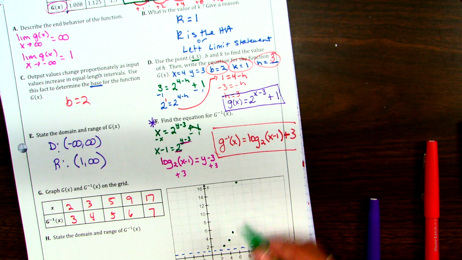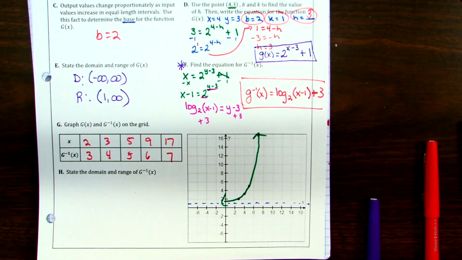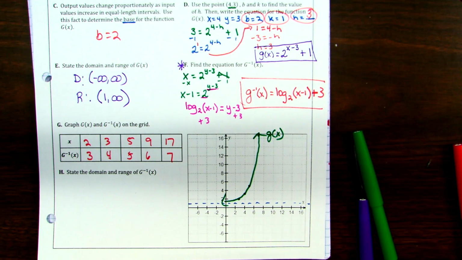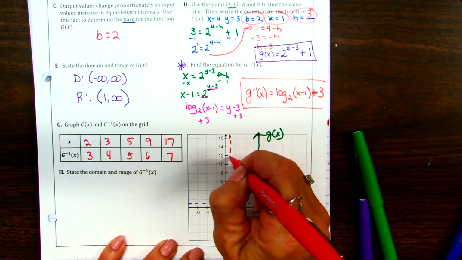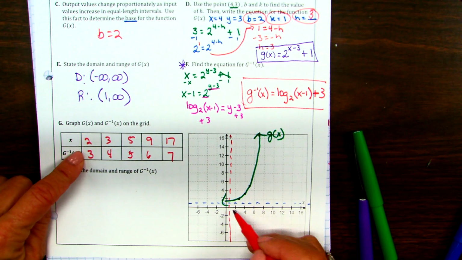That's good enough. Remember, having the asymptote on our graph prevents us from putting points where we shouldn't. So there's my g of x, the original guy. Get my asymptote on there and graph the flipped numbers.